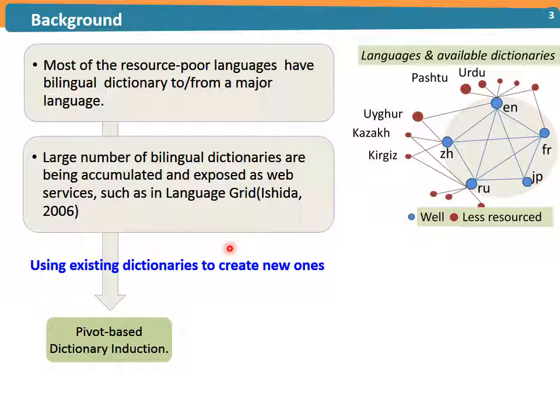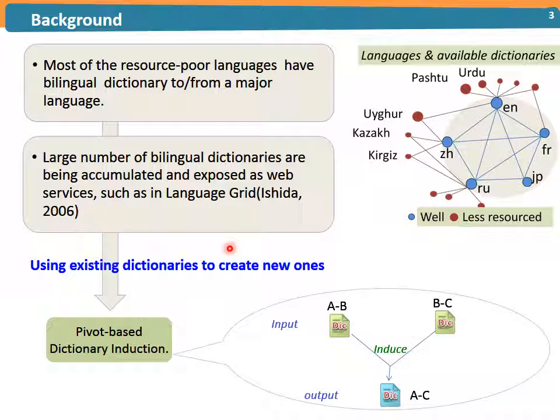And its simple answer is pivot-based dictionary induction, where if we have two dictionaries, from language A to language B and from language B to language C, then we simply connect these two dictionaries through language B to create a new dictionary between A and C.